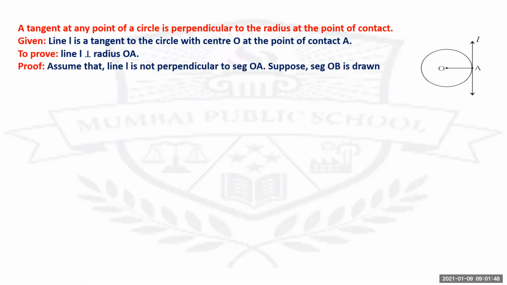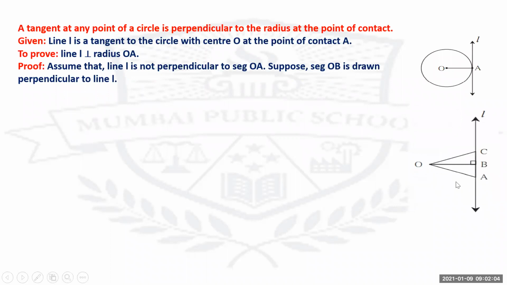Now we are going to go ahead with the indirect proof. You don't have a direct proof for this, so we'll go with the indirect proof. We assume that line L is not perpendicular to segment OA. So suppose segment OB is drawn perpendicular to line L.